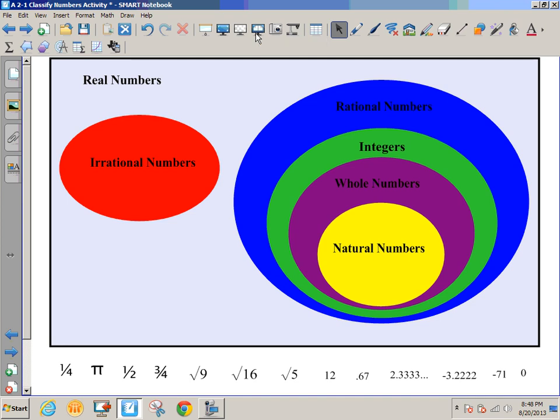All right, so now we're going to put these into a category. So here's my thought process. Remember, the big category is, is it real? All of these numbers are real. So when you're listing this out, you always want to say that it's real. That's a good place to start.